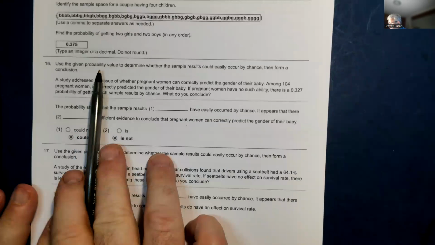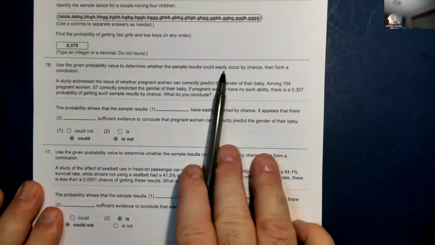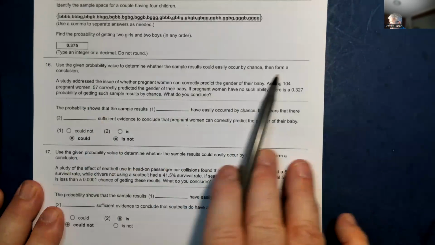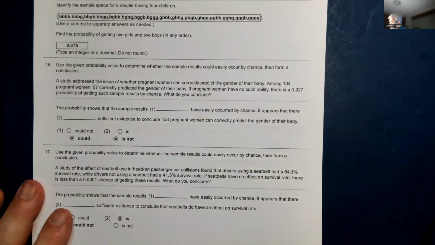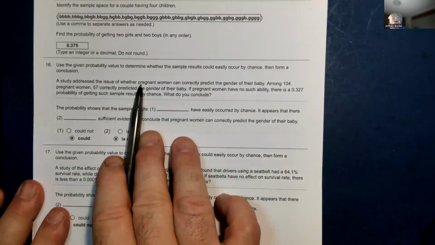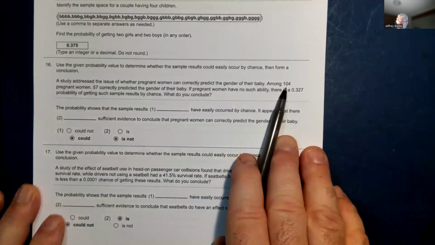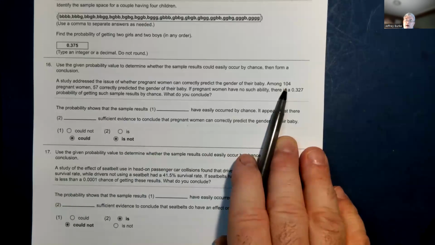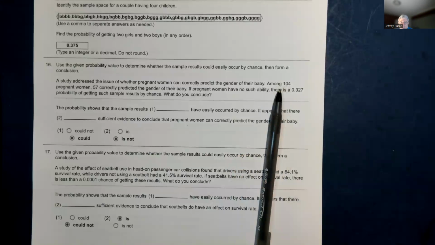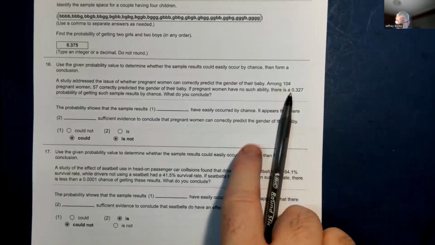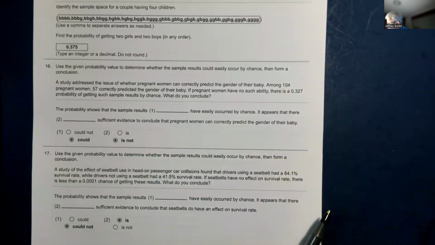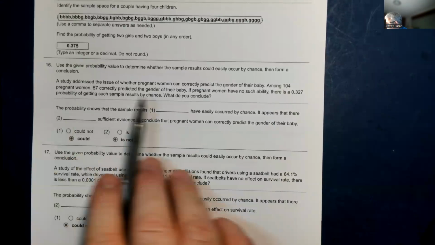It says use the given probability value to determine whether a sample result could easily occur by chance, then form a conclusion. Okay. So it says here, a study addressed the issue of whether pregnant women can correctly predict the gender of their baby. There are a lot of old wives' tales. They say if you gain the weight in front of your tummy, that's a boy. If you gain the weight in the hips, that's a girl. There's all kinds of tales over here back east. I don't hear much here, but Becky's for sure heard them.